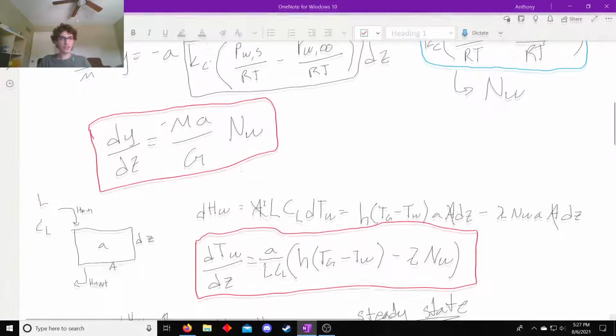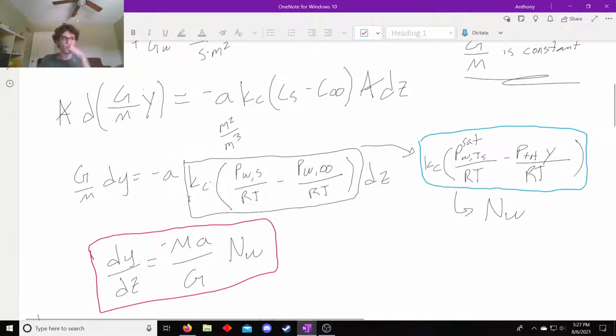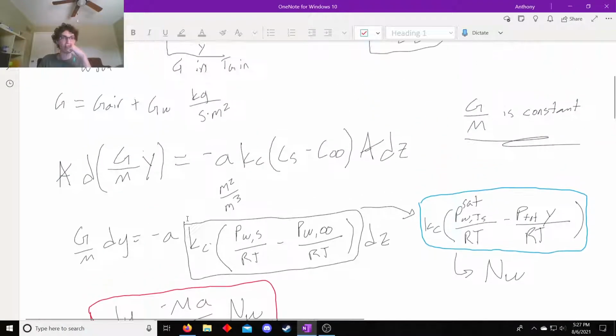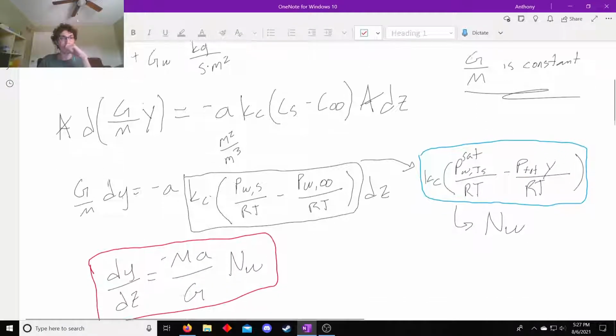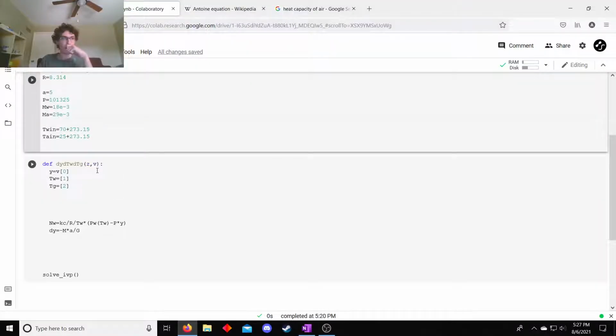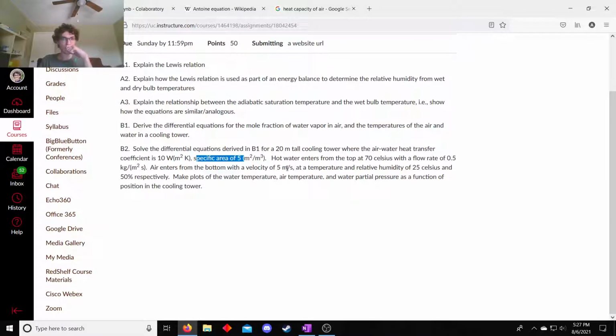But for this equation in particular, this M is going to be the molecular weight of the gas, not the air or water by itself, but the gas combined. Same thing with this G, it's going to be the total flow rate. So if we look here, we need to figure out how much air is going in.